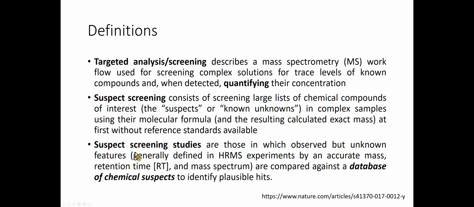Suspect screening can be performed in a targeted or untargeted manner. In targeted suspect screening, the search is limited to specific classes of compounds, such as drugs or toxins, whereas in untargeted suspect screening, the entire database is searched for potential matches.